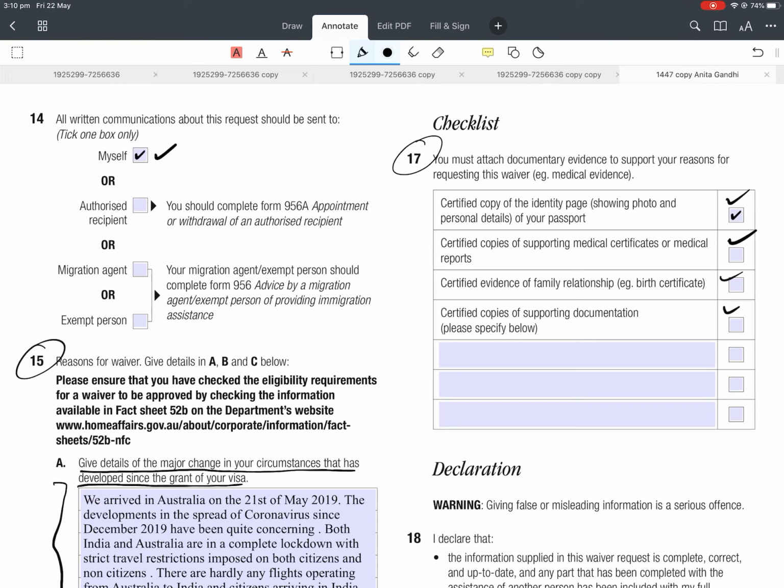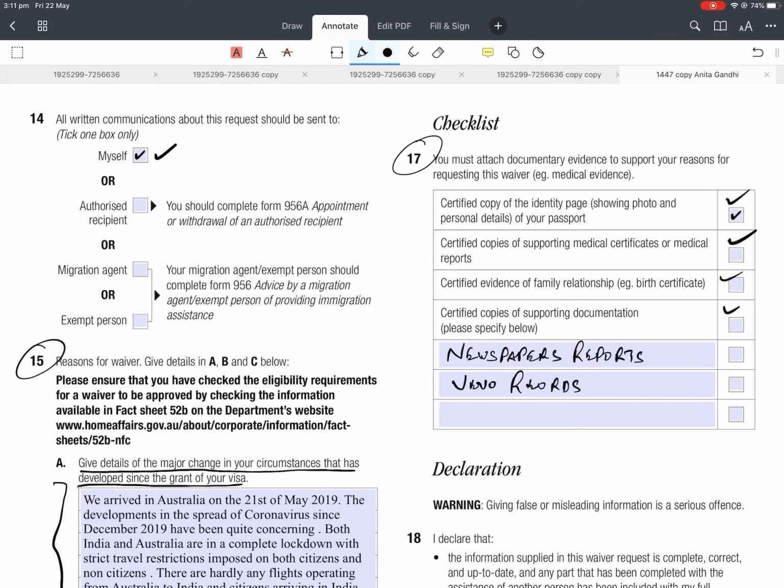So what I recommend, and you can add whatever is relevant to your case, is obviously newspaper reports, which would be highlighting the circumstances in your home country, which could be India, any other country, highlighting that there's been a lockdown and why you can't travel. Another thing to attach would be the VEVO records.